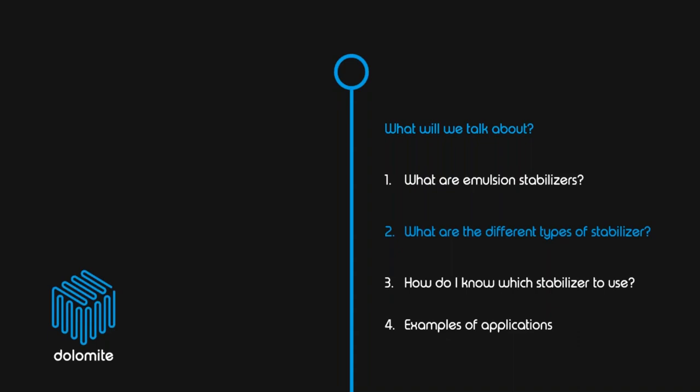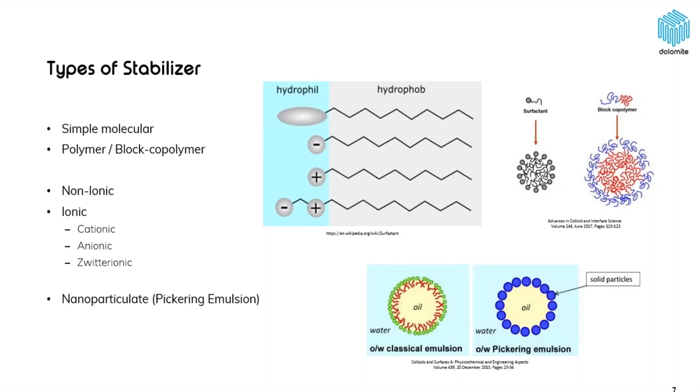Okay, so what are the different types of stabilizer that you could opt to choose from? So as I mentioned already, there are quite common simple molecular surfactants. These are typically relatively low molecular mass compounds which have a carboxylic acid group or sulfonate group at one end, and a longer hydrocarbon chain. Depending on the length of the hydrocarbon chain, you can affect how it stabilizes different emulsions. I'll talk a little bit about that in a moment.